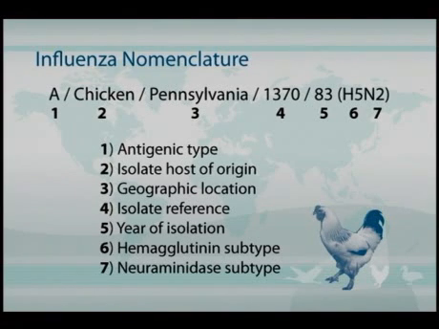And finally, we also include the year of isolation. So in this case, it was 1983. Now, the last two parts are oftentimes done but are not required. That's to include both the hemagglutinin and neuraminidase subtype of the virus. So in this case, it was identified as an H5 hemagglutinin with an N2 neuraminidase subtype.